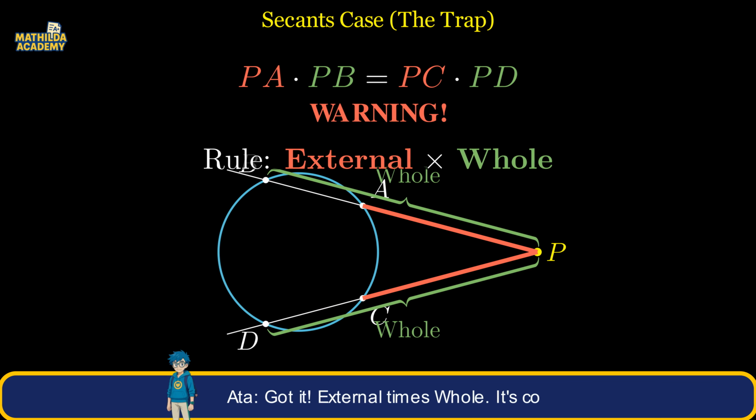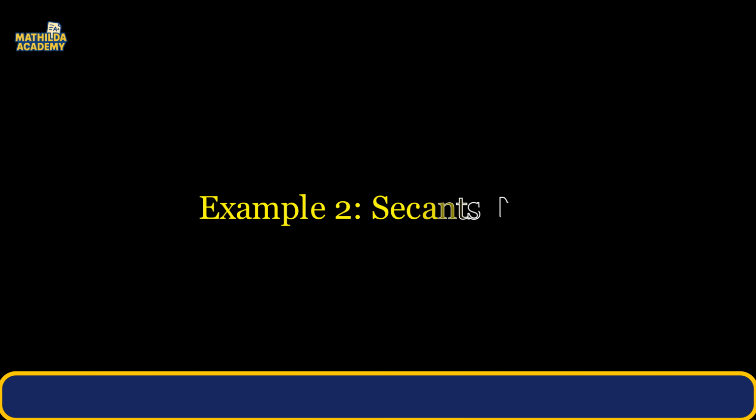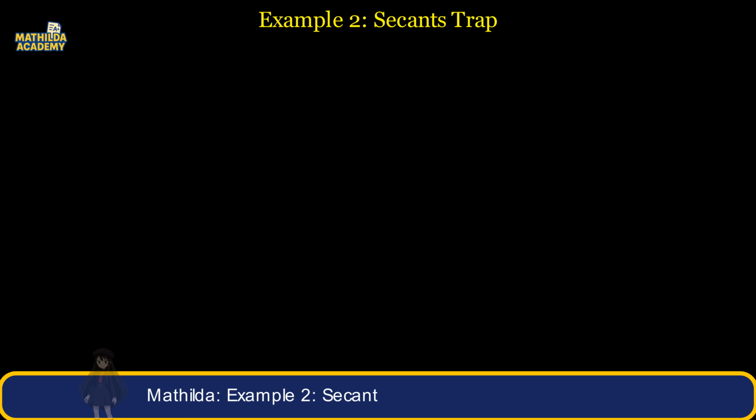Got it. External times whole. It's consistent. Example 2. Secant segments. PA equals 4, AB equals 5, PC equals 3. Find x.